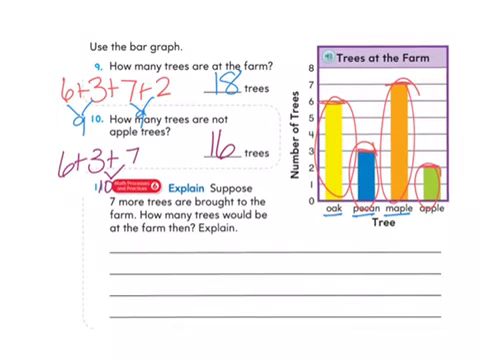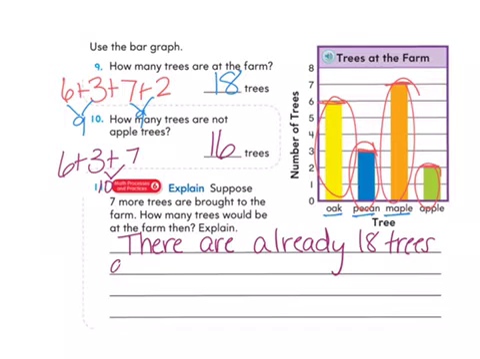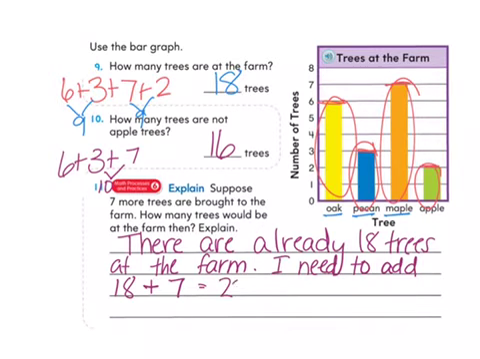All right, suppose 7 more trees are brought to the farm. How many trees would be at the farm? Explain. Well, we already know there are already 18 trees at the farm. So all I need to do is add 18 plus 7, which equals 25.